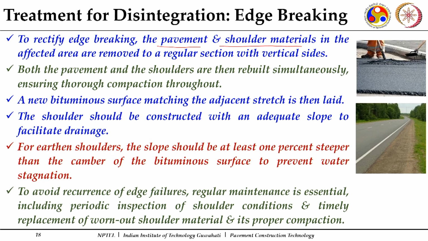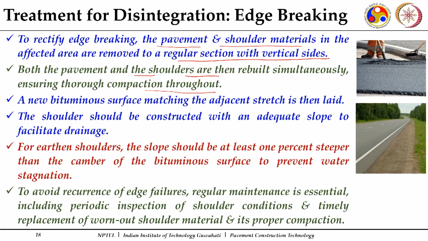Then how do we rectify this? We need to remove the edge as well as the shoulder materials where we observe these kinds of distresses, removing them to a particular depth where you get a sound base. Then we need to reconstruct both the pavement edges and the shoulders simultaneously, ensuring thorough compaction throughout. It needs to be taken up in layers, because if the damage has gone deep, whatever thickness of bituminous has gone down has to be milled up, and the construction of the subgrade and the carriageway has to be taken up simultaneously.